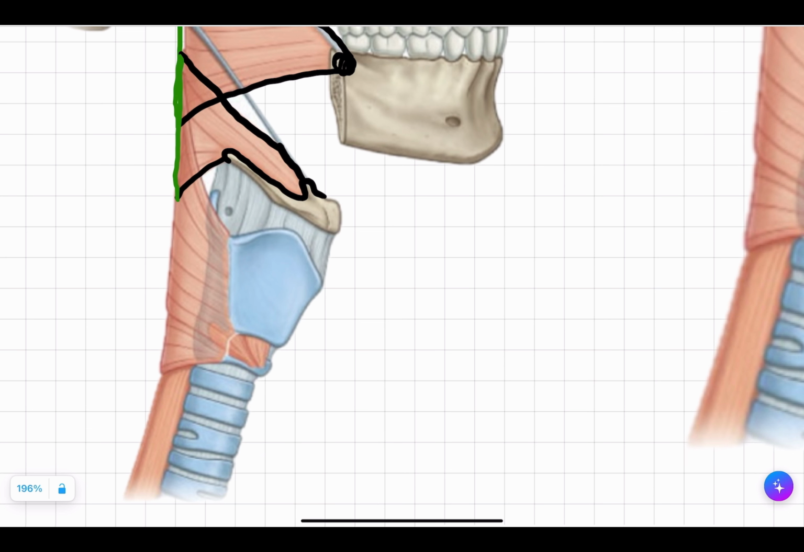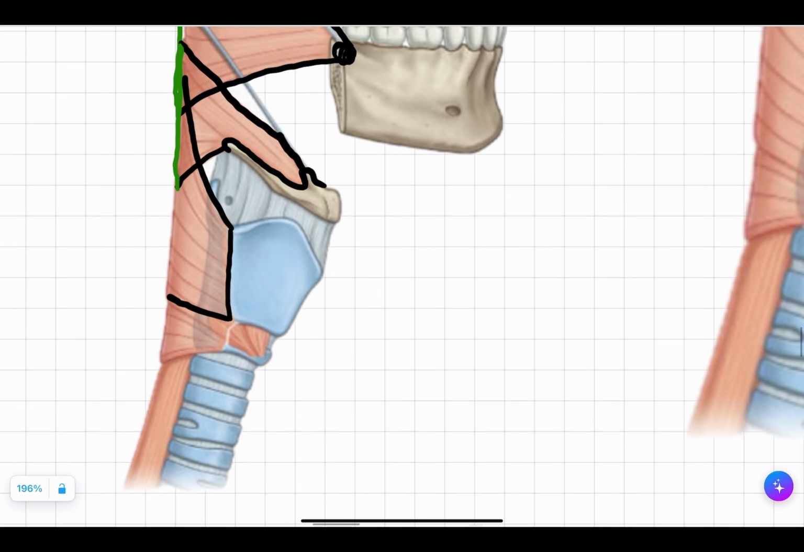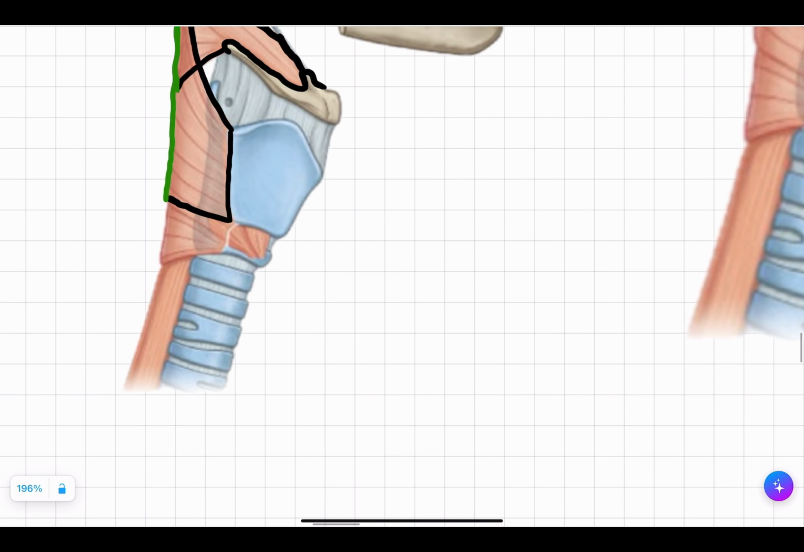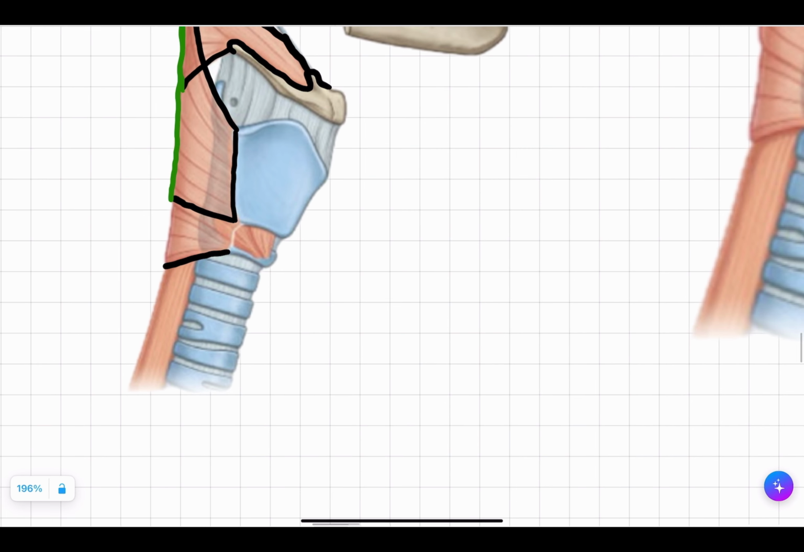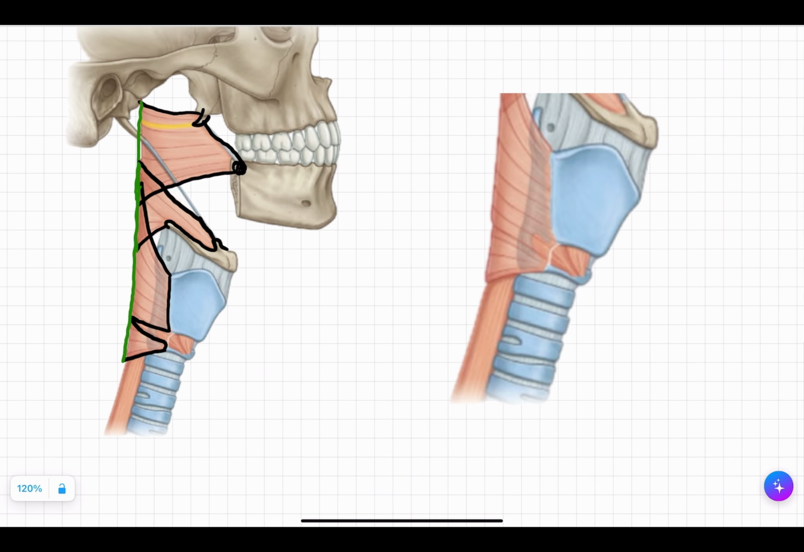The third one, the inferior constrictor, has two parts: cricopharyngeus and thyropharyngeus. The thyropharyngeus originates from the oblique line of the thyroid cartilage and goes posteriorly, inserting onto the median raphe here. Similarly, you have cricopharyngeus from the posterior border of the cricoid cartilage, and it goes where? Onto the median raphe. So these are your three constrictor muscles: superior constrictor, middle constrictor, and inferior constrictor.